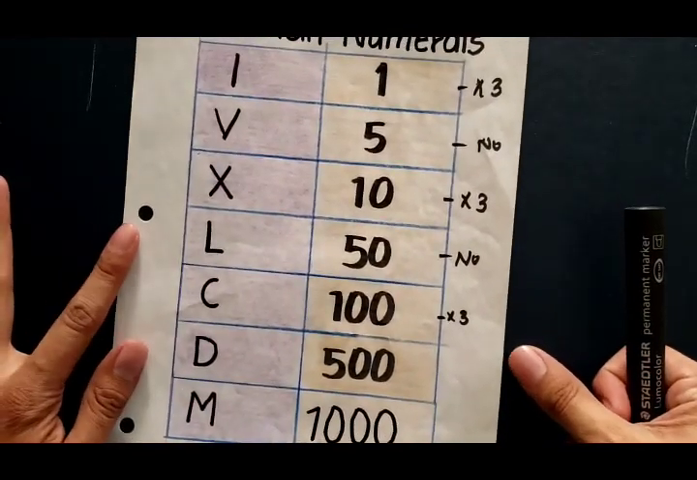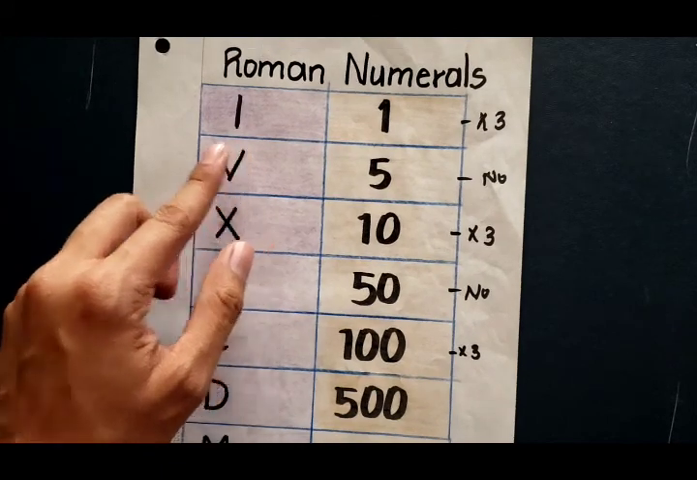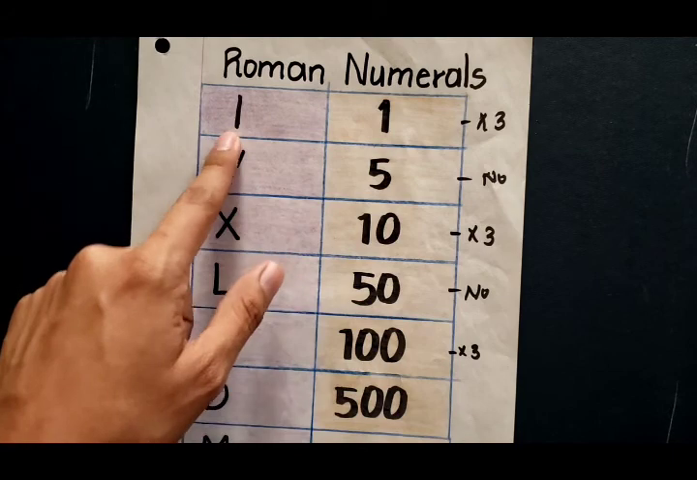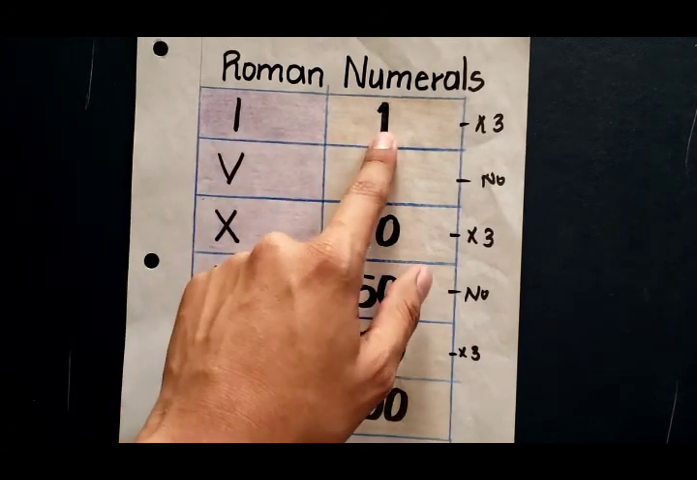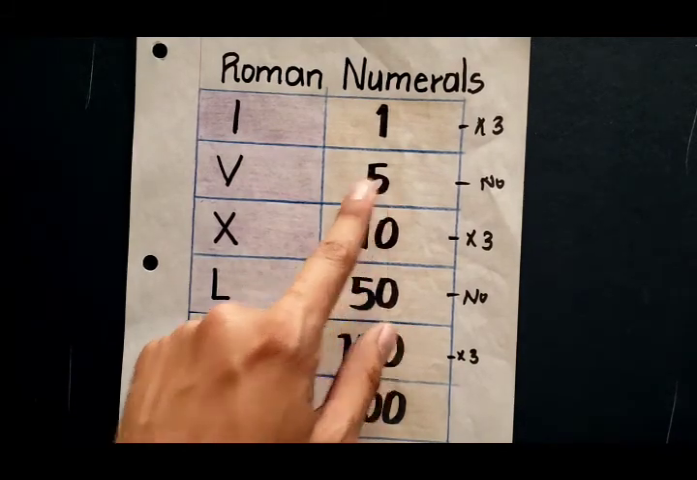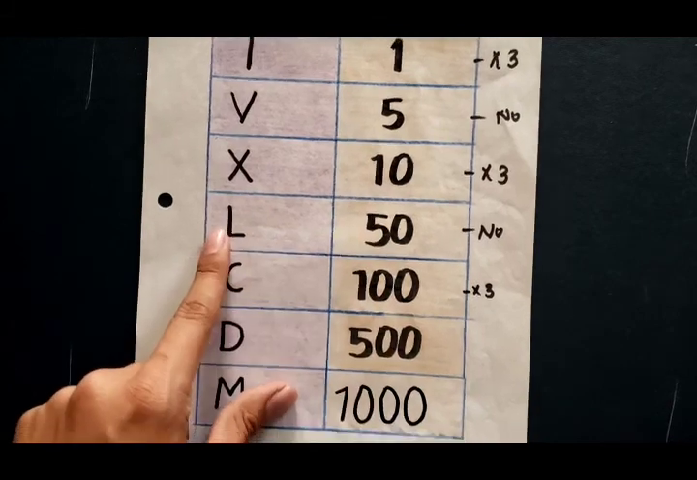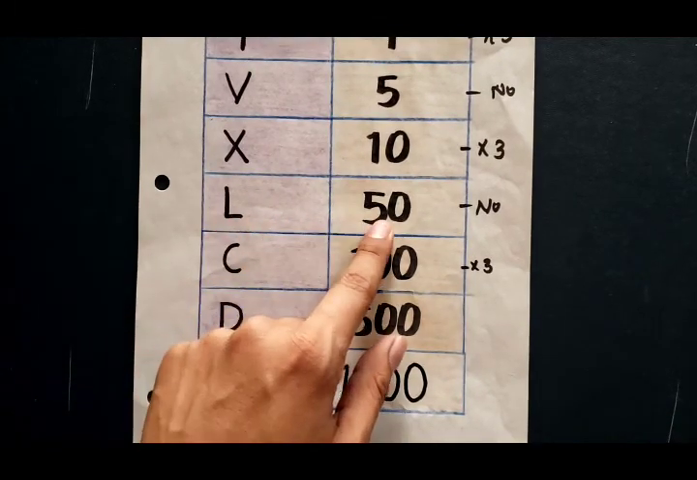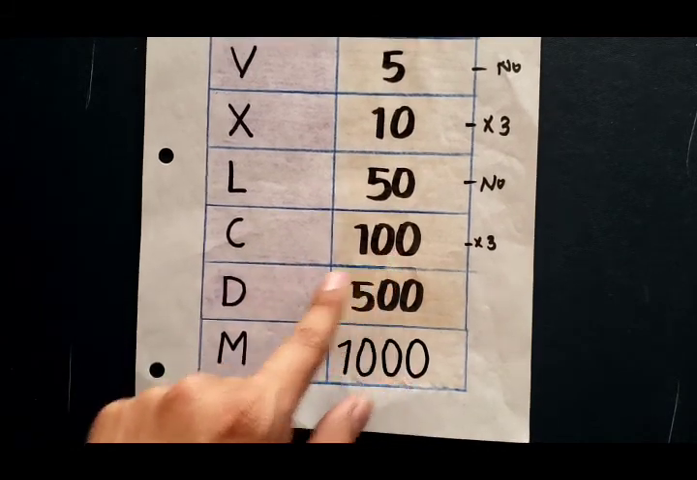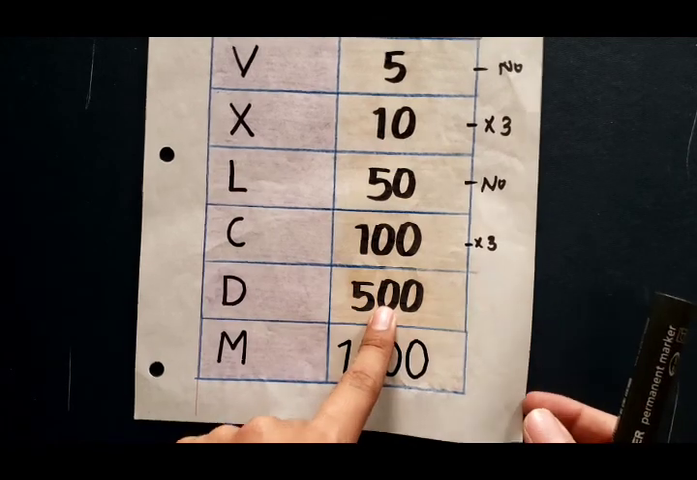In the Roman numbers, they use different symbols. The very first one is a line, which can also be seen as a capital letter I, which represents number 1. We have a letter V, which represents number 5. We have a letter X, which represents number 10. We have a letter L, which represents 50. We have a letter C, which represents 100. And we have a letter D, which represents 500.